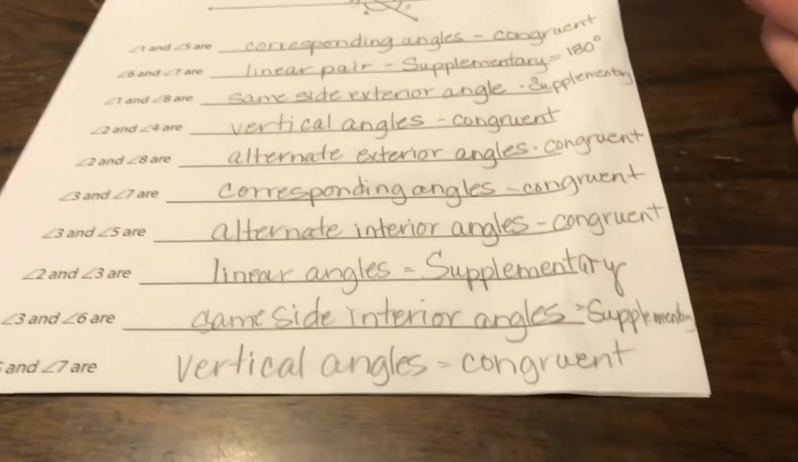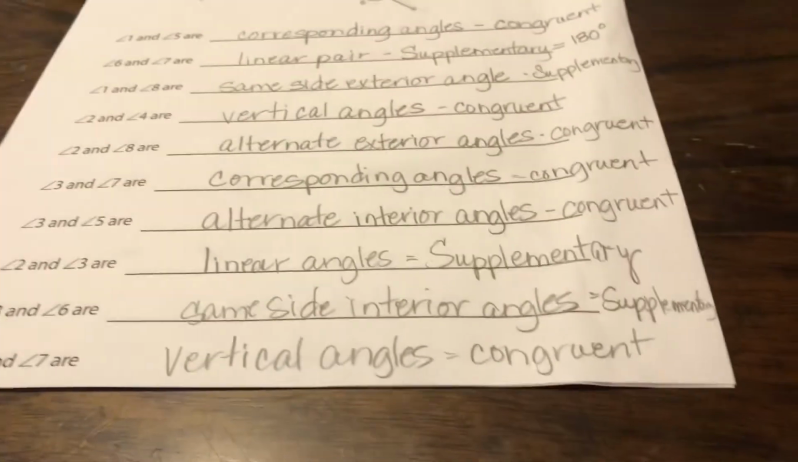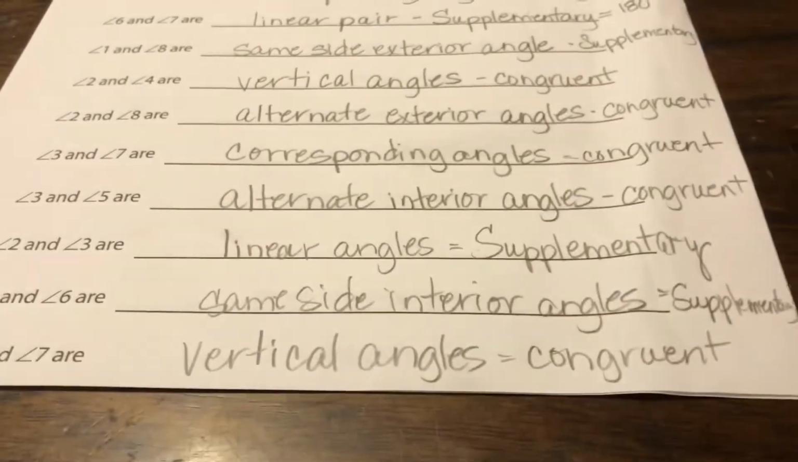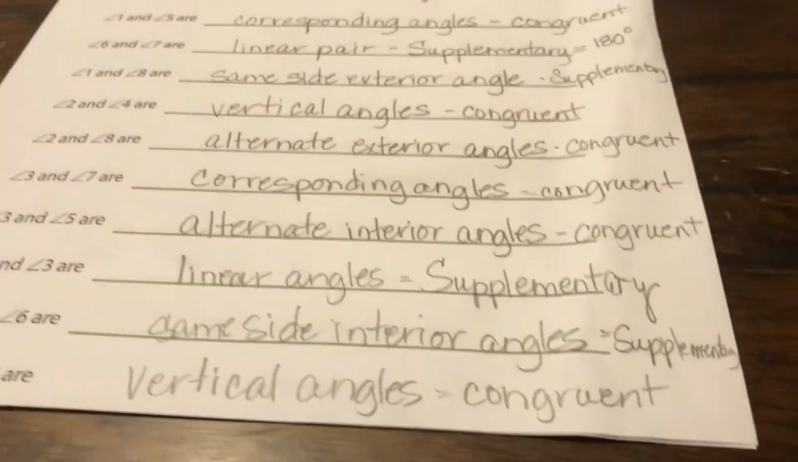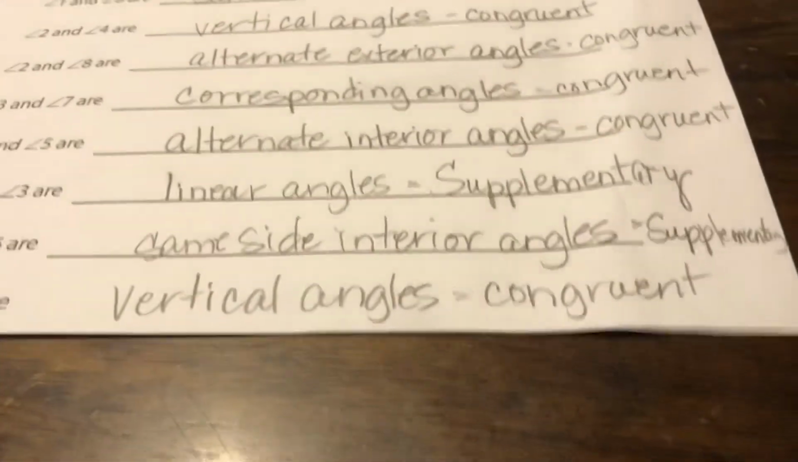And you might be wondering, well, Ms. Misach, why is this important? Well, we're going to take this knowledge of how they're related to each other, and we're going to use that knowledge to solve for missing measures. Like they're going to tell us the measure of one angle, and because we know it's either congruent or supplementary to other angles, we can solve for missing angle measurements.